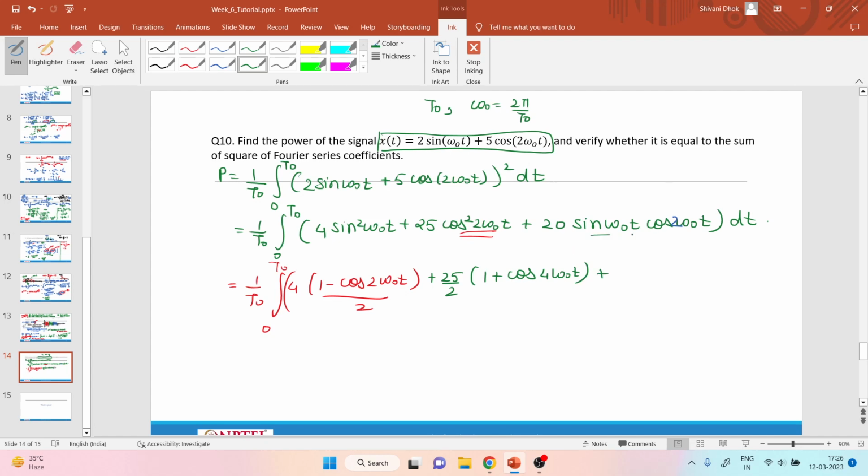Plus this part, I can make this as 10 into 2. So this 2 times sin omega naught t and cos 2 omega naught t, I can use the formula of sin(a plus b) plus sin(a minus b). So I can write this as 10 times sin of omega naught plus 2 omega naught, that is 3 omega naught t, plus sin of omega naught minus 2 omega naught, that is sin of minus omega naught. So I can write it as minus of sin of omega naught t dt.